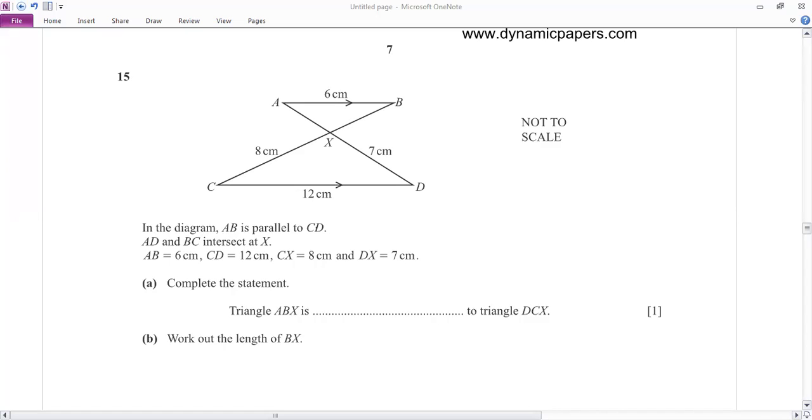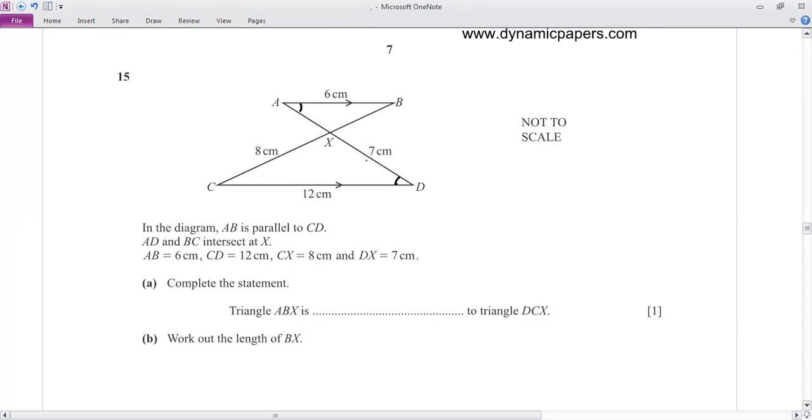In the diagram, AB is parallel to CD. AB and CD are parallel. If they are parallel, then obviously BC is a transversal and AD is a transversal. If they are transversals, it means this angle is corresponding to this angle.